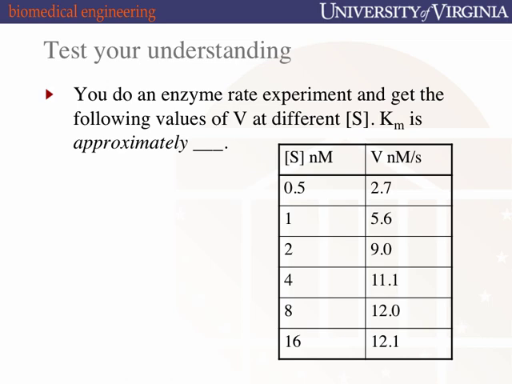So here, these are experimentally derived values, right? Someone gets a concentration of 0.5 nanomolar and measures this velocity, velocity 1, which is 2.7. They do 5.6 concentration and measure 1, and they measure 5.6 as a velocity. They do 2, 4, 8, and 16. That's what they're doing. They're using the substrate concentration and calculating Vmax.